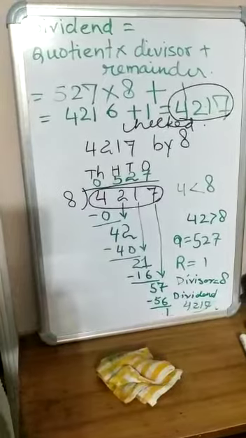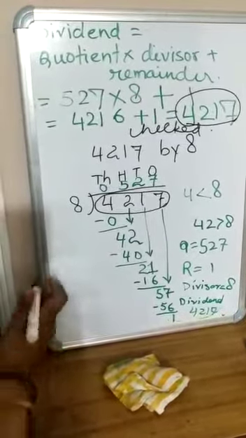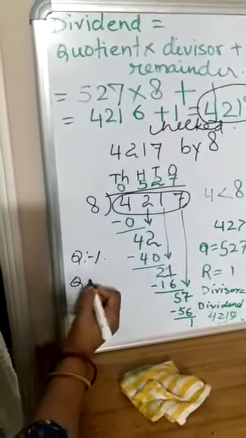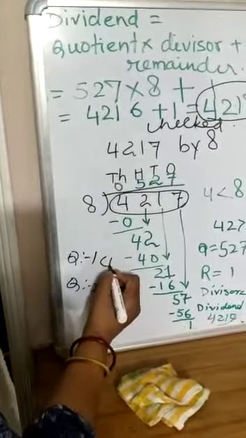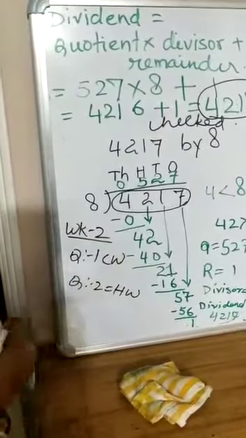So children, your classwork is question number 1. Question number 1 is your classwork and question number 2 is your homework. Question number 1 is your classwork of worksheet number 2. So this is your assignment, children.